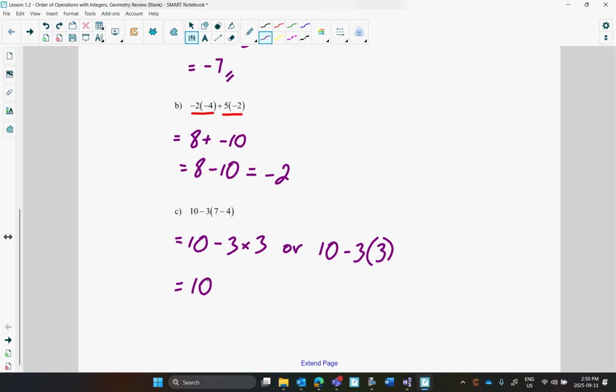Oh no, I do 10 subtract 3 times 3. So we do the 3 times 3 first. And you get 9. And 10 subtract 9 is 1. Good.